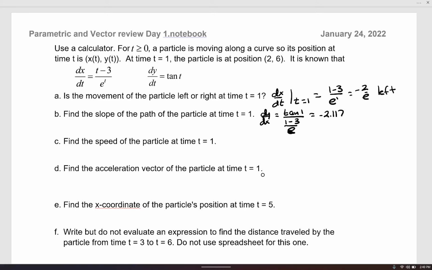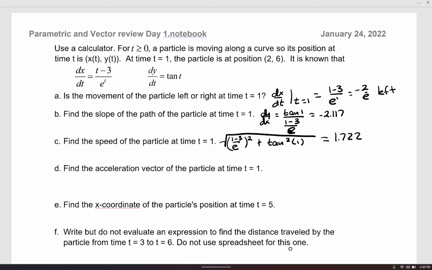Find the speed of the particle at time t equals 1. So the speed is the magnitude of the velocity vector. So we have the square root of (1 minus 3 over e) squared plus tangent squared of 1. Throw that in the calculator, get 1.722.